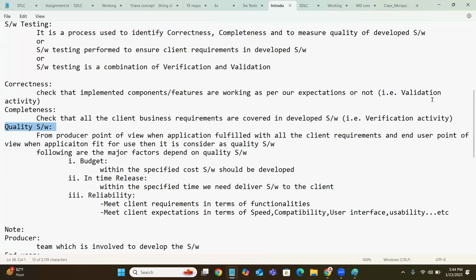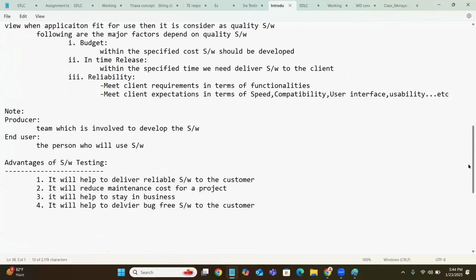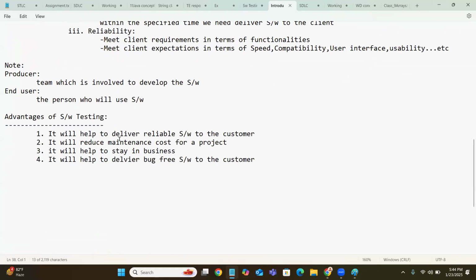Okay. Is it clear? Yesterday, up to here, I explained the advantages of software testing. I also explained that it will help to deliver reliable software to the customer, it will reduce maintenance cost for a project, it will help to stay in business, and it will help to deliver bug-free software to the customer.